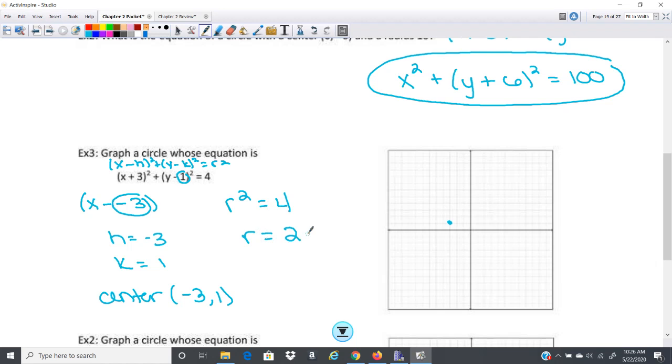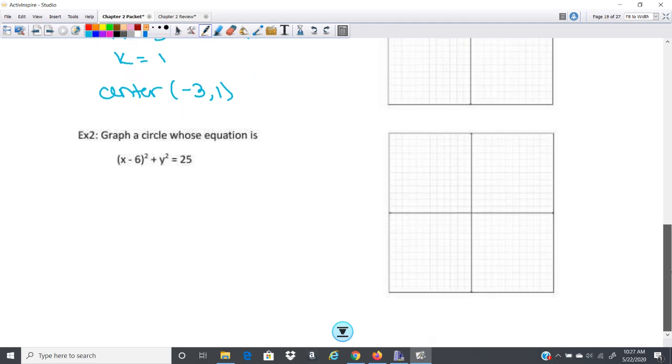So the way that you would graph this is 1, 2 on all sides. 2 to the right, 2 to the left, 2 up, 2 down, and then just draw a circle as best as you can, which, that's really, really bad. Let me try again. A little bit better, but still not that great.